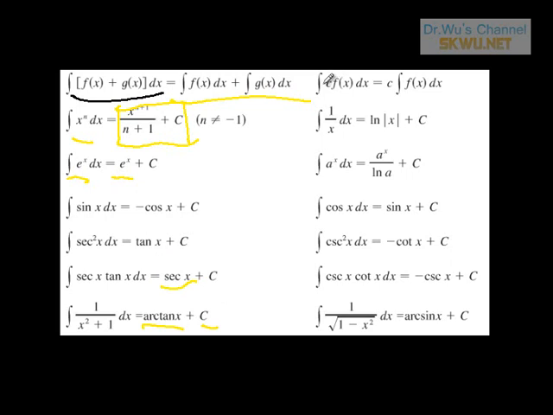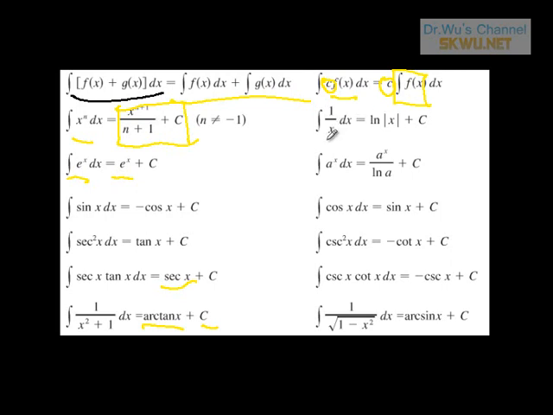When we have a constant multiplied by a function, we will have the constant multiplied by the integral of that function. What I was talking about is a constant multiplied by a function inside the integral. We will have the constant multiplied by the integral of the function.